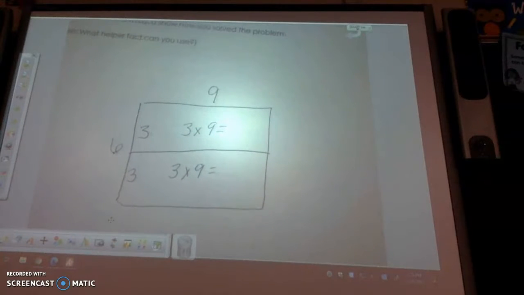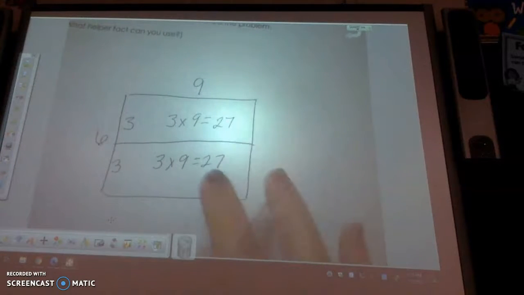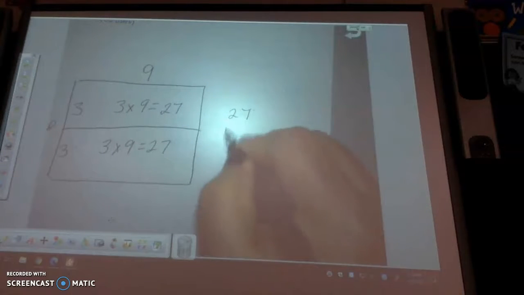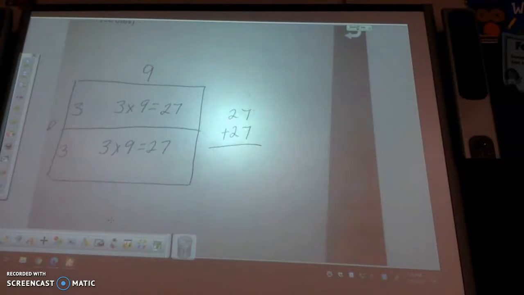So think about it. What is 9 plus 9 plus 9? Or you can do the 9 trick and figure this out. If you add 9 three times, you will get 27. So there we go. This is 27 and this is 27. Now you're going to add 27 plus 27 together. And that would be 54. So 6 times 9 equals 54. That is what they want you to do.